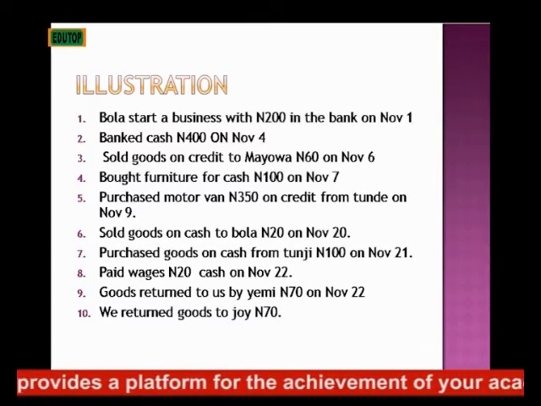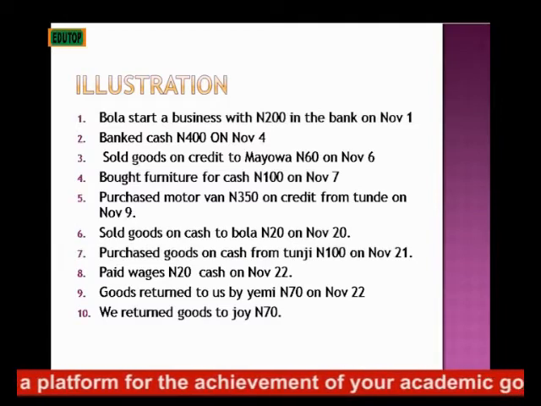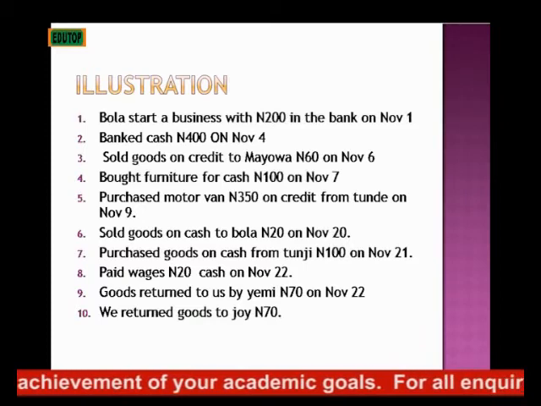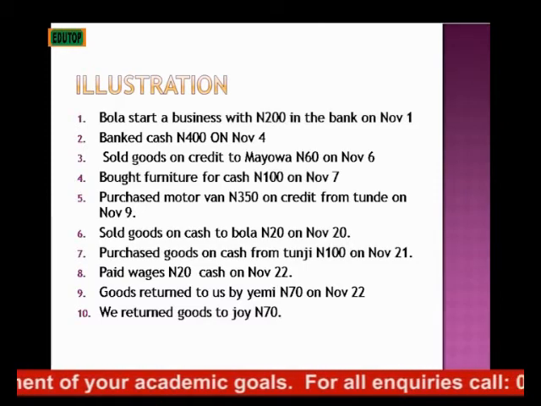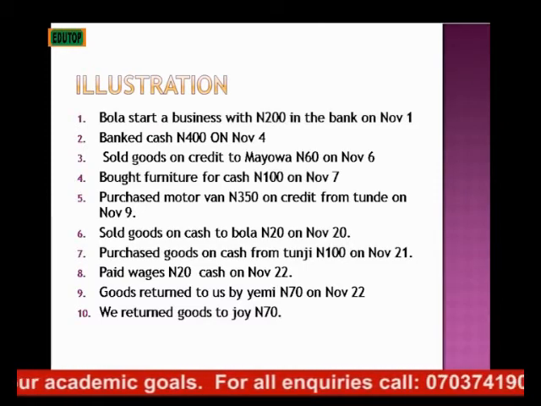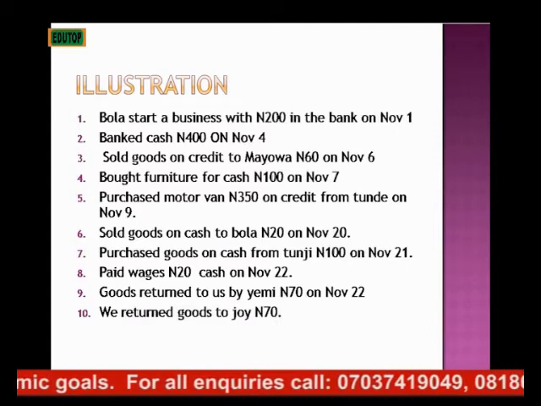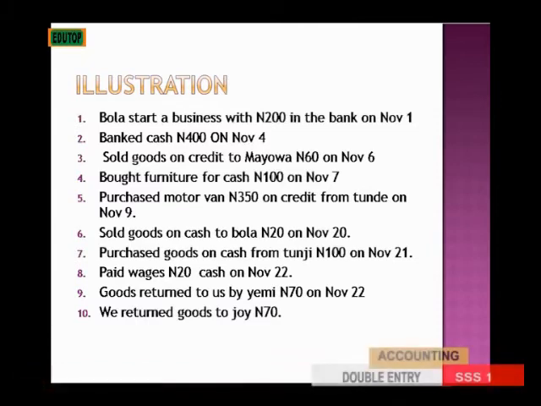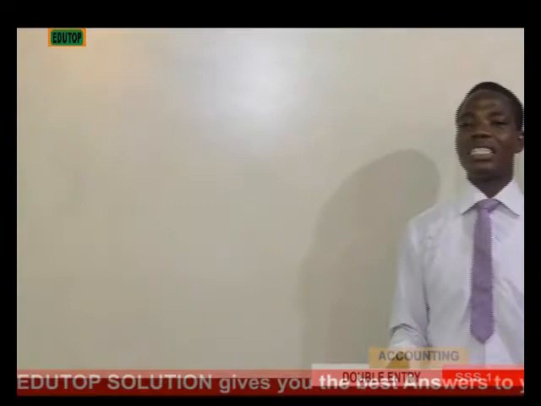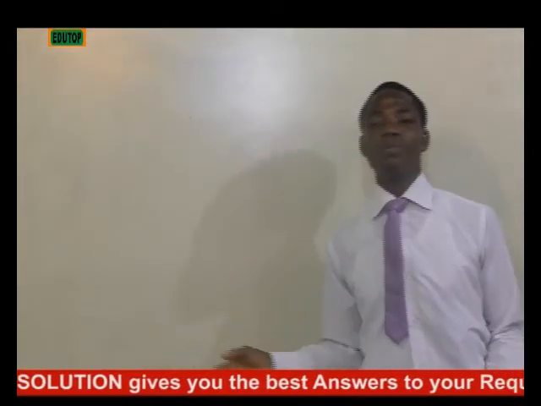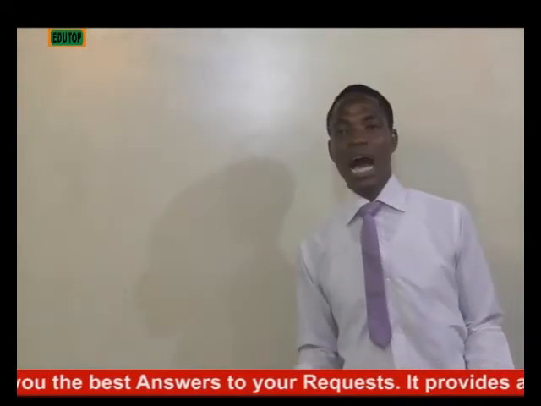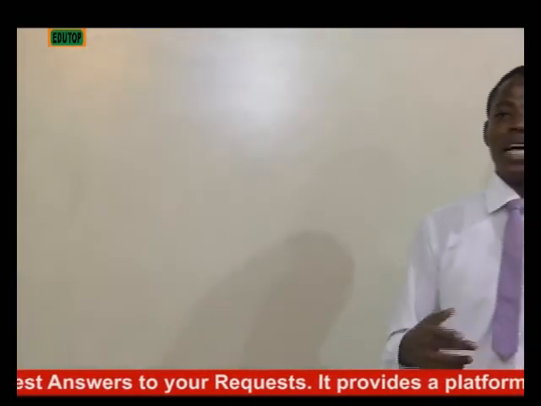Question 8 says paid wages 20 naira cash on November 22. Number 9, goods returned to us by Yemi 700 naira on November 22. And the last but not the least, number 10, we returned goods to Joy 70 naira. We'll be taking the illustrations with examples using ledgers to prepare the double entry principles. We'll be taking them one after the other.